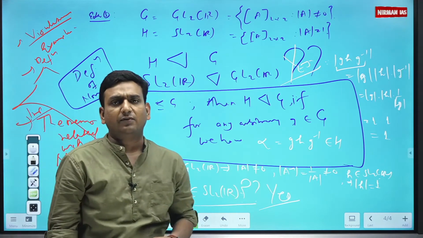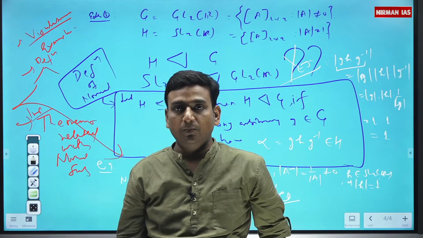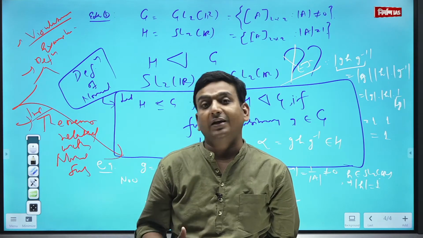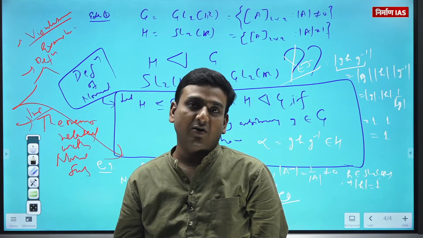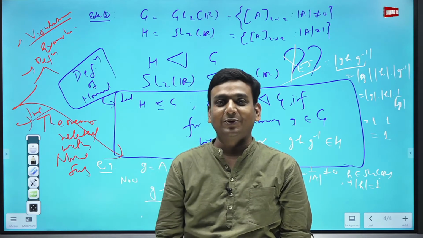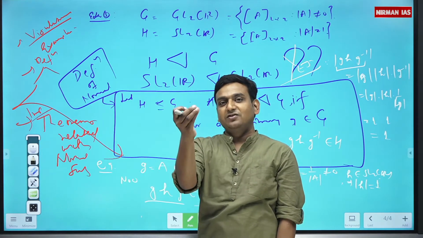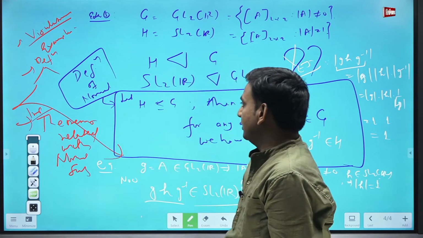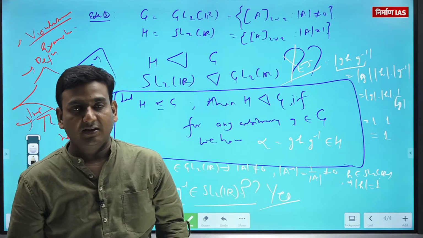You must revise those 2-3 theorems for normal subgroups, like: intersection of two normal subgroups is again a normal subgroup or not, union of two normal subgroups is again a normal subgroup or not. I think you have been doing it from childhood only. If you're not getting it, just open that Gallian book or whatever book you are following, just please see once actually. Okay, it's an easy one, no problem. So this is the story for normal subgroup. Let's move to the next.